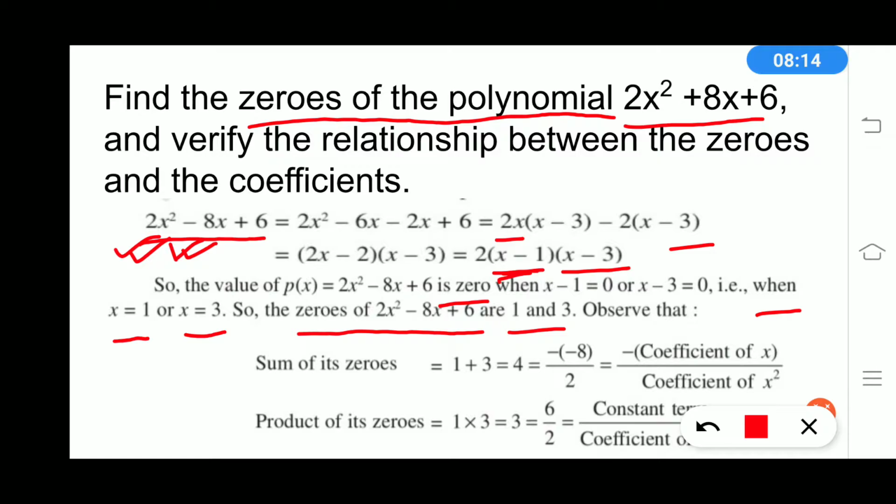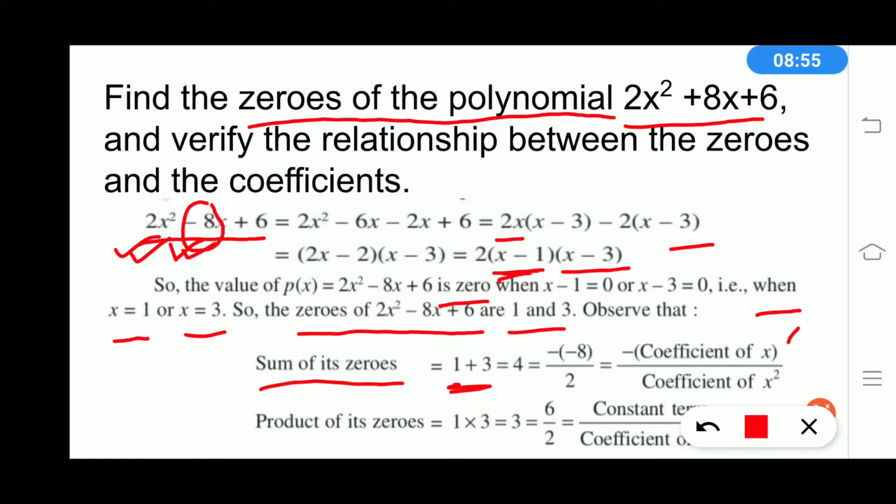Now here 1 and 3 are the zeros of the polynomial, so the sum of the zeros equals 1 plus 3, that means 4. So 4 can be written as minus of minus 8 divided by 2. Okay, now minus 8 is the coefficient of x, so minus of the coefficient of x, and 2 is the coefficient of x square. Clear? So the sum of the zeros equals 4, so 4 can be written as minus of minus 8 divided by 2, that means minus of the coefficient of x divided by the coefficient of x square.